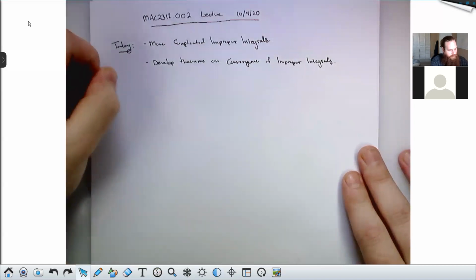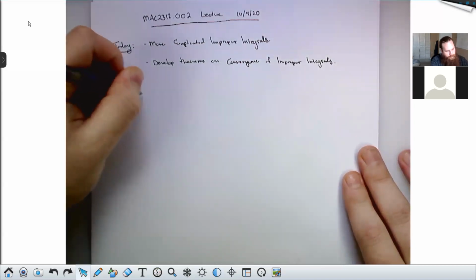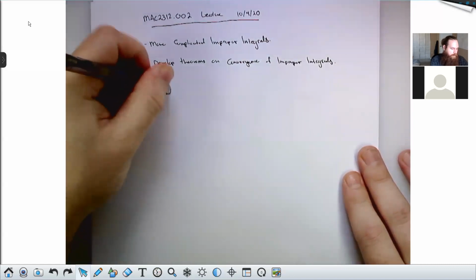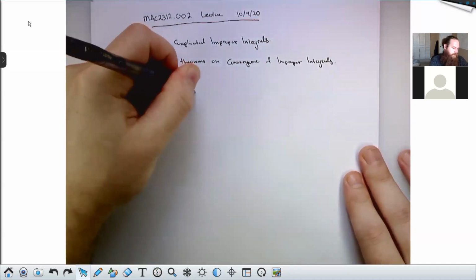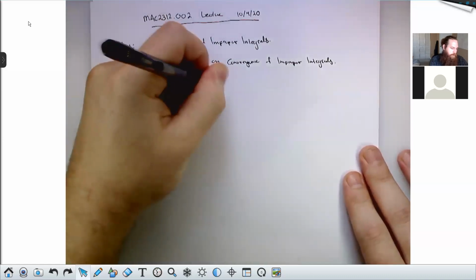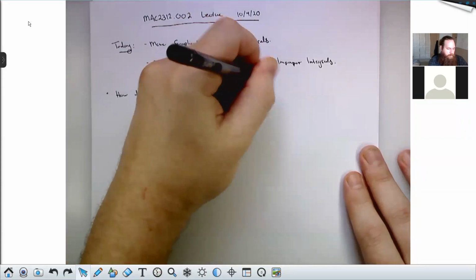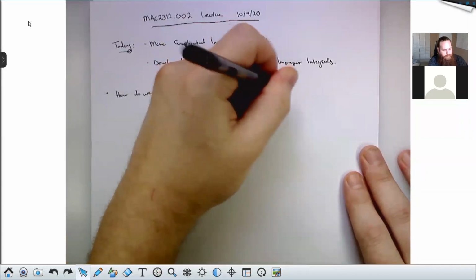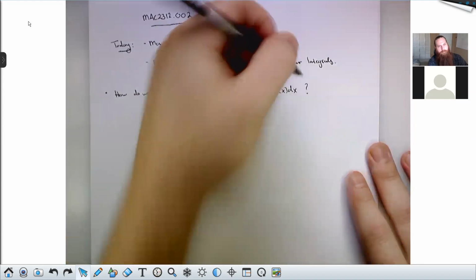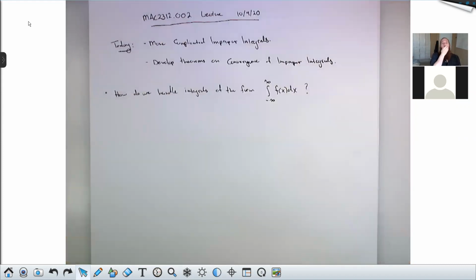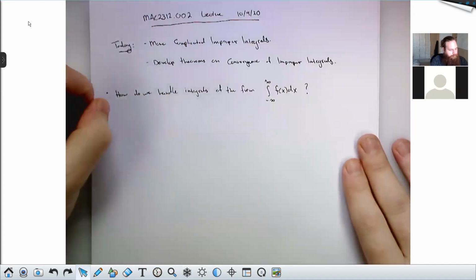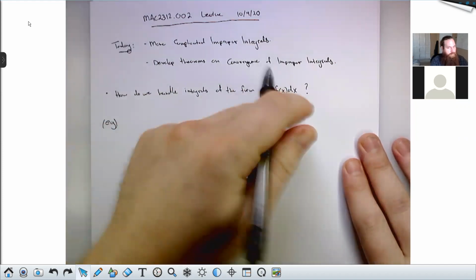So first, how do we handle integrals of the form integral from negative infinity to positive infinity of f of x dx? There's more than one correct answer here. And to outline the contrast between the two, I want to show you some specific examples. So I'm not going to answer this question yet.